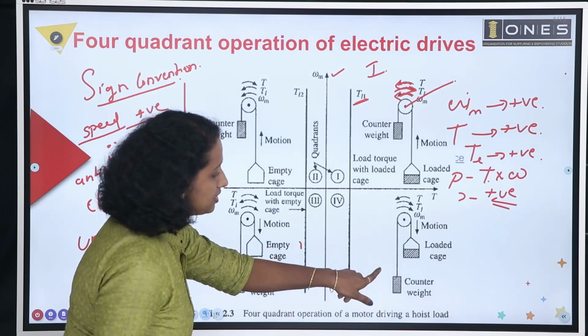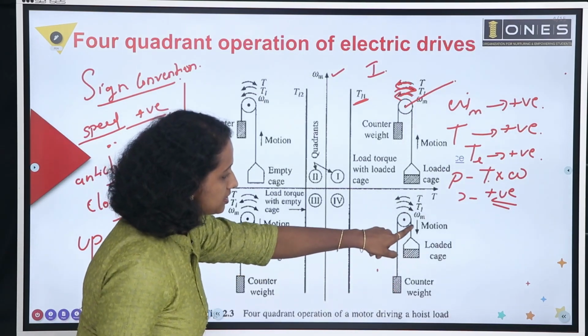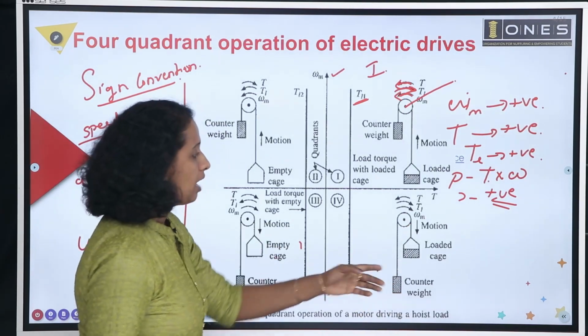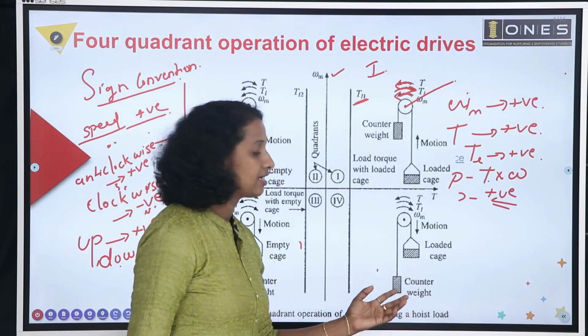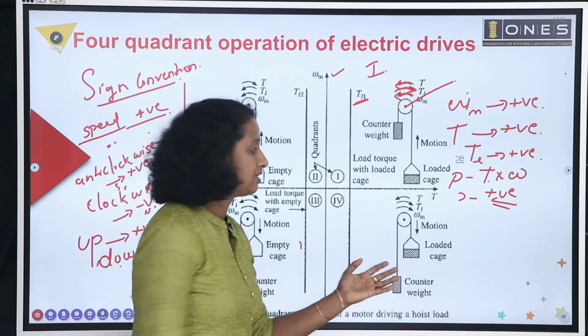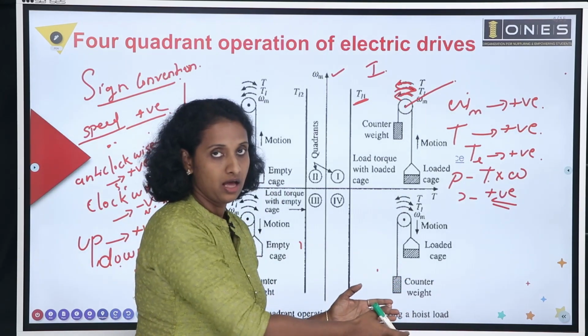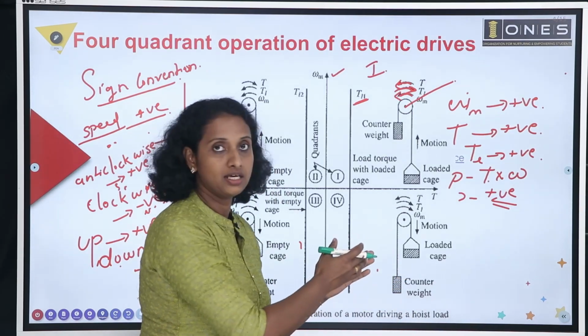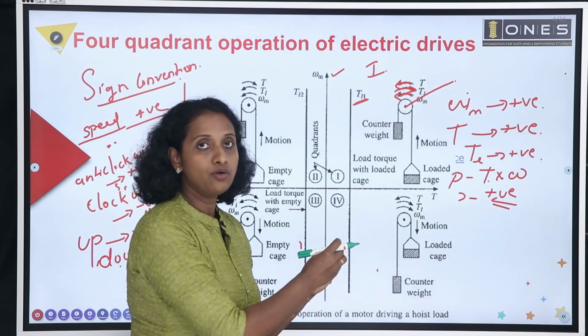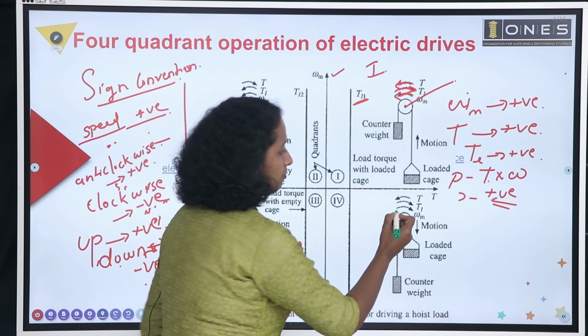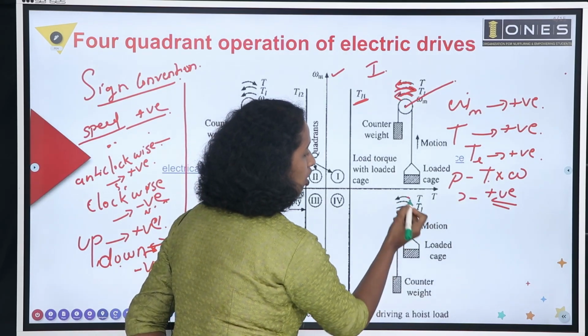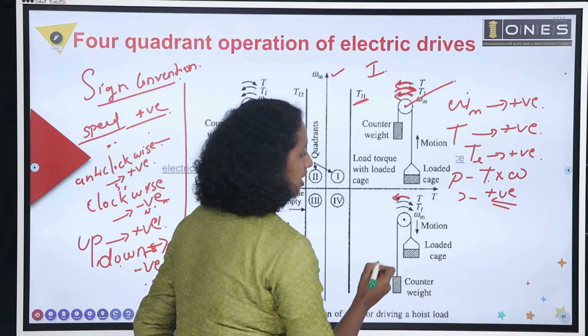Look at this. In this case, this loaded cage is lowering. അപ്പോൾ നമുക്ക് നോക്കുമ്പോൾ തന്നെ അറിയാം, the weight of the loaded cage is greater than that counterweight. അപ്പോൾ ഓട്ടോമാറ്റിക്കലി നല്ല സ്പീഡിൽ അത് താഴേക്ക് പോകും. അപ്പോൾ what is the purpose of motor here? Braking. We have to resist the motion. Okay. അപ്പോൾ അതിനു വേണ്ടി we are applying torque in the opposite direction of motion.